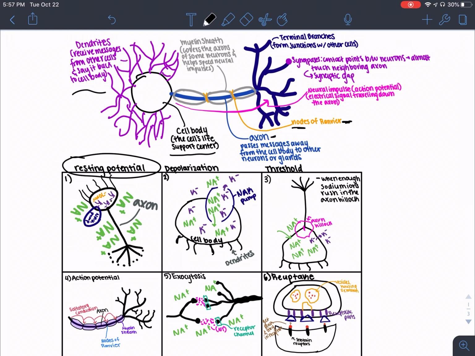And then these little creases within the myelin sheath are called the nodes, and they help the message jump. Then you have your terminal branches, which form junctions with other cells. And then you have your synapses, which are contact points between neurons, and they almost touch the neighboring axon, but they don't, so there's a little gap between them, and that is called the synaptic gap. Then you have neural impulses, which we're going to talk about later in neural communication.